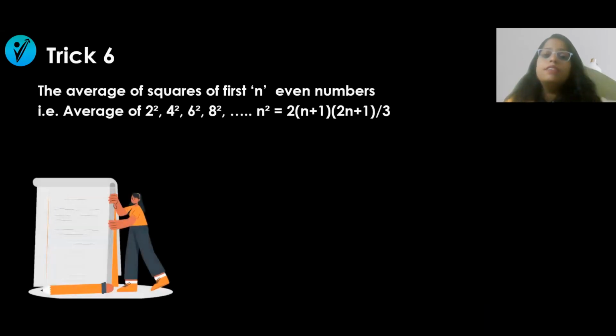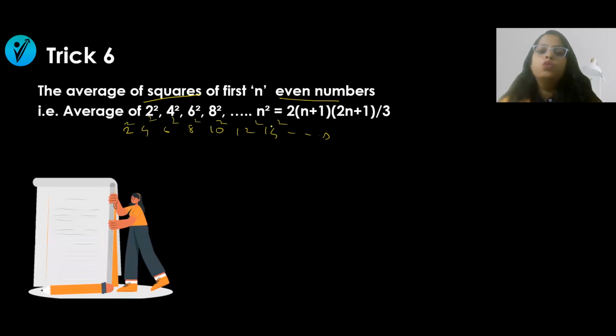Now let's jump towards trick number 6, which is again based on the square, but here we will find the average of the squares of the first n even natural numbers. Even natural numbers means 2, 4, 6, 8, 10, 12, 14, up to n. But here we are talking about the squares of these numbers. Suppose I have to find the first 8 terms: 2, 4, 6, 8, 10, 12, 14, 16. These are the first 8 terms.